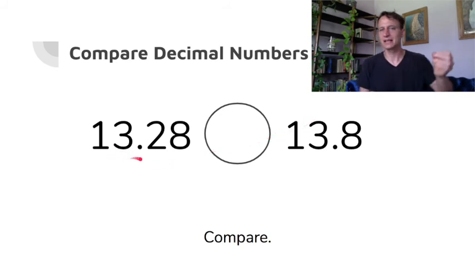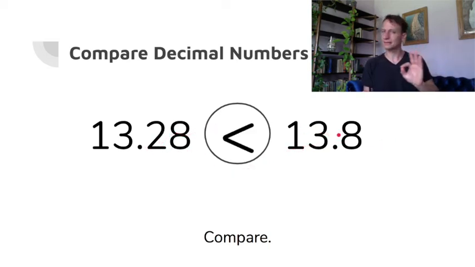13 and 28 hundredths compared to 13 and 8 tenths. All right, express it in hundredths, right? With the 0 there. 28 hundredths is less than 80 hundredths. And this would be also one where if you made the mistake of saying 28 is more than 8, that's not what the value of these numbers are.